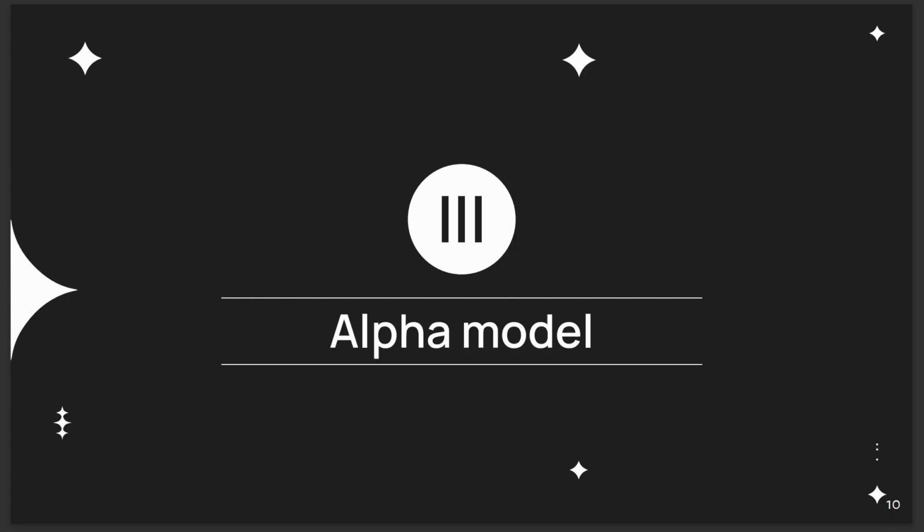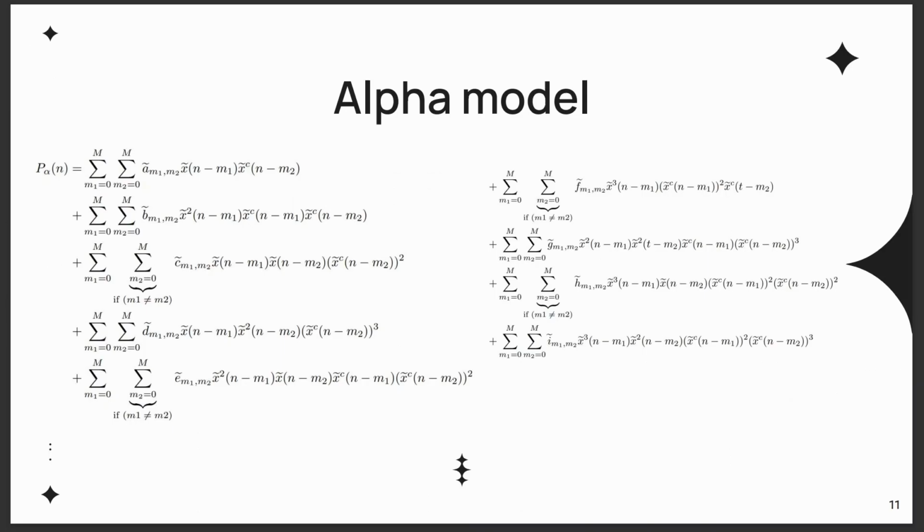Alpha model. The alpha model is given by the following equation, where P subscript alpha is the output power estimated, and A tilde, B tilde, C tilde, and so on are the complex coefficients. This model has already been presented in a previous article and will be used only as a benchmark.